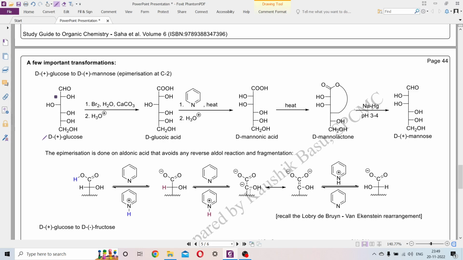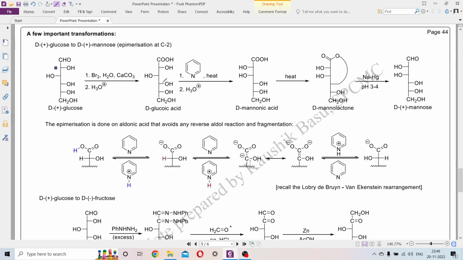So this epimerization is carried out in a sophisticated way. First you oxidize with bromine water and calcium carbonate so that you get the corresponding calcium gluconate salt, gluconic acid's calcium salt. Then you acidify, so you get the gluconic acid. This gluconic acid is tautomerized or epimerized under a very mild condition with the help of pyridine.